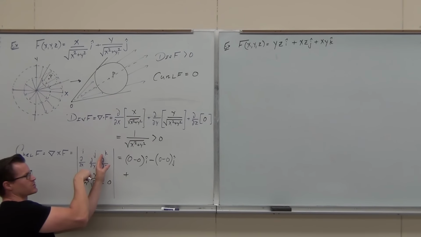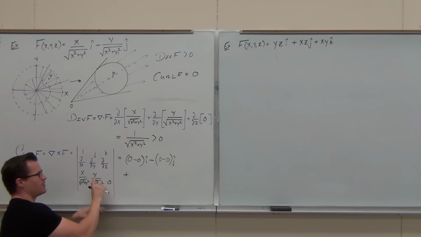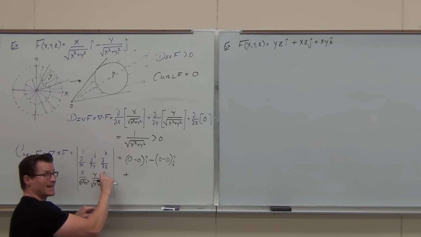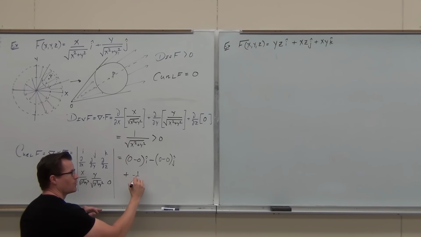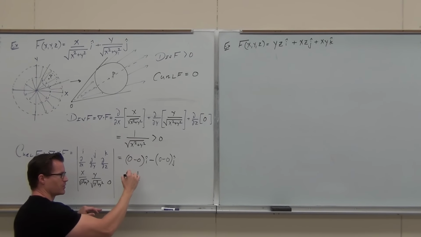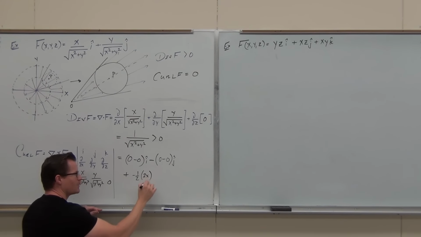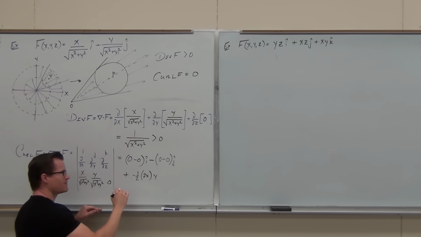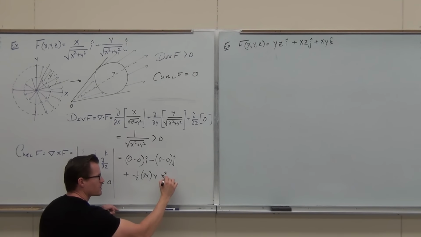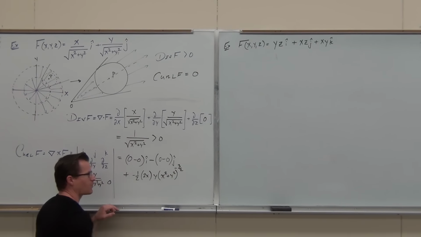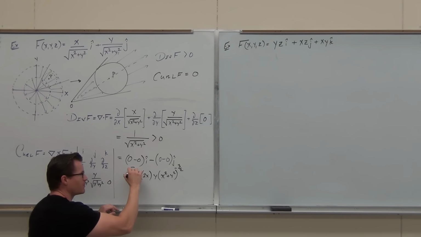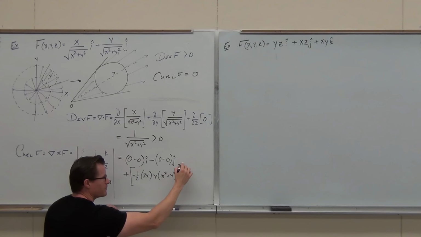If I take the partial derivative of, well, I covered that up. The partial derivative of this with respect to x says I have to bring down the negative 1/2 power. I'm going to have a negative 1/2 by nature of that multiplication. I'm going to have a chain rule with respect to x. I'm going to have a y because that's not a variable. And I'm going to have x squared plus y squared to the negative 3/2 power. That's the first thing I would have in this k component.